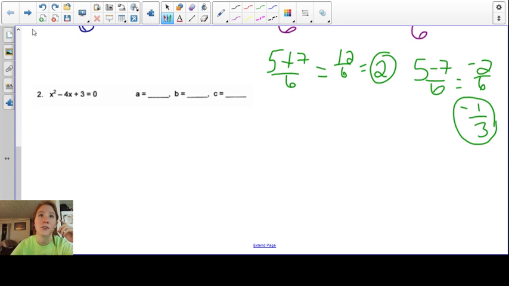So first steps first, let's pick out our values for a, b, and c. Remember, a is whatever is in front of x squared. Now, if I don't see a number, what invisible number is there? Good, 1. So I have 1, negative 4, and 3.